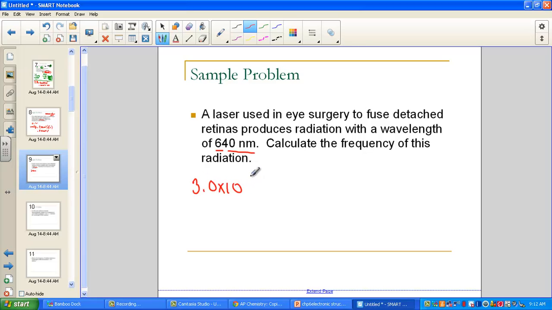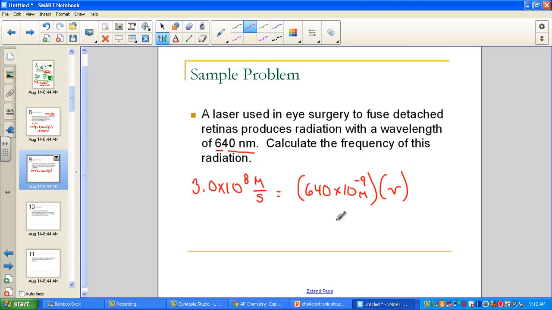Let's see how you did. Our speed of light constant, 3 times 10 to the 8th meters per second. The distance that light goes in every second in a vacuum is called the speed of light. The wavelength provided is 640 nanometers. That's the -9th power of a meter. Let's calculate the frequency, which will come out in per second. You hit 3e8 divided by 640e-9, and you found an answer.